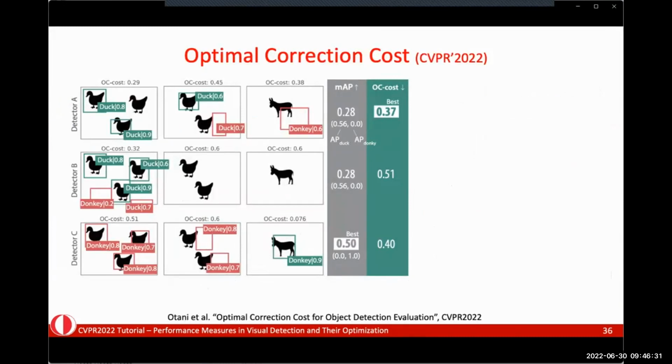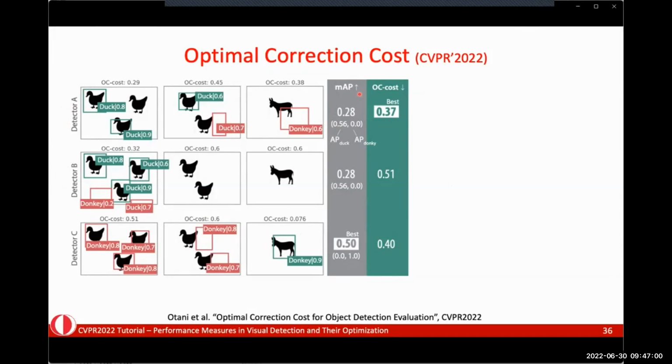The last performance measure we present in this tutorial is the optimal correction cost, which is from this CVPR actually. Authors in this paper start by illustrating deficiencies of AP very well. This example from the paper shows the output of 3 detectors on 3 different images. So each row is a different detector and each column is a different input image.